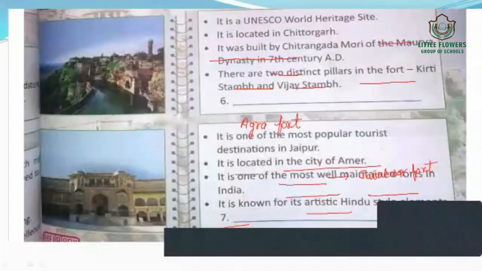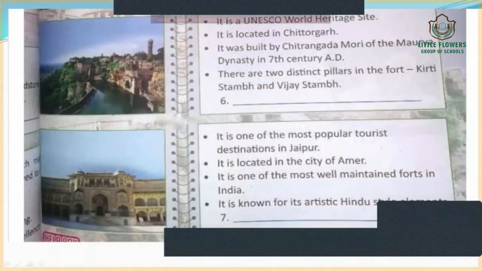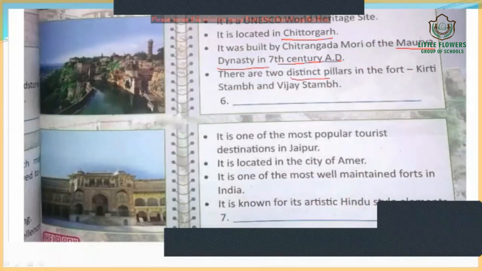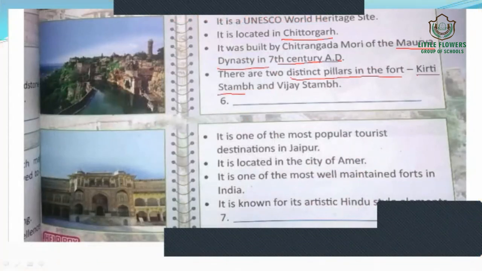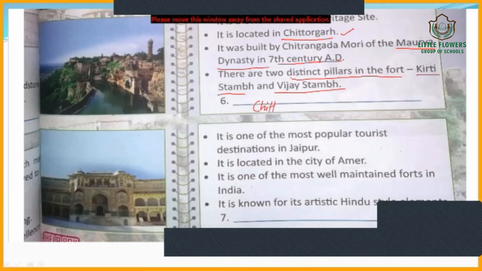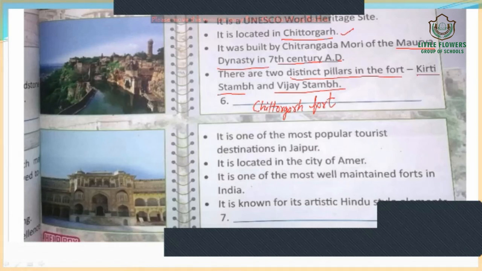Next we have, it is located in Chittorgarh, and it was built by Chitrangada Mori of which dynasty? Maurya dynasty, in the 7th century AD. And it has two distinct pillars in the fort, Kirti Stambh and Vijay Stambh. This is Chittorgarh Fort, on the name of the city Chittorgarh.